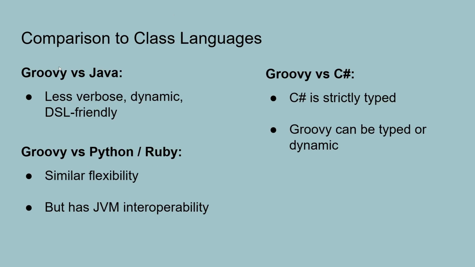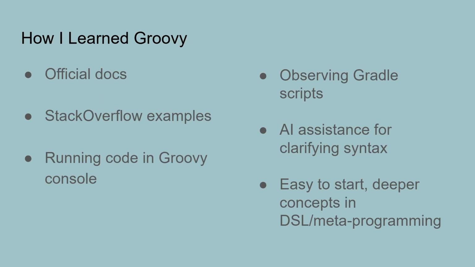So compared to Java, Groovy is far less verbose and much more dynamic. Compared to Python or Ruby, Groovy feels similar in flexibility but stands out because it fully interoperates with the JVM ecosystem, and compared to C#, which is strictly typed, Groovy gives you the option to be dynamic or static depending on your needs. This makes Groovy a bridge between scripting languages and enterprise languages.